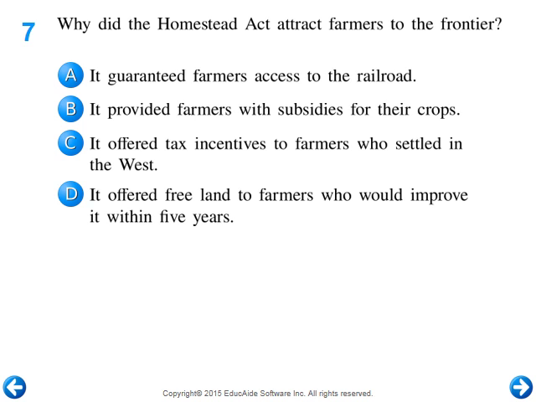Let's look at C. It offered tax incentives for farmers who settled in the West. Not really. Okay. D, it offered free land to farmers who would improve it within 5 years. This was the point of the Homestead Act. They wanted people to move west. They wanted people to improve the land and settle it, and that's what it did.